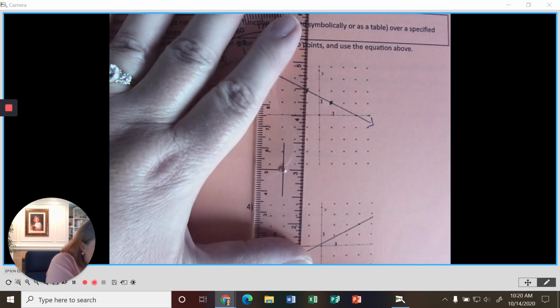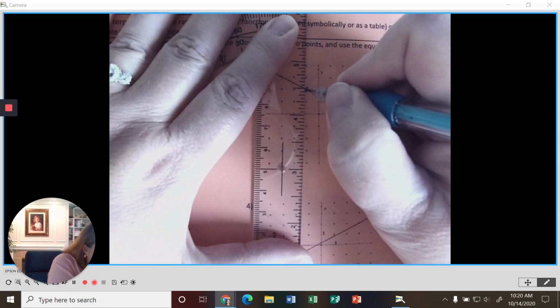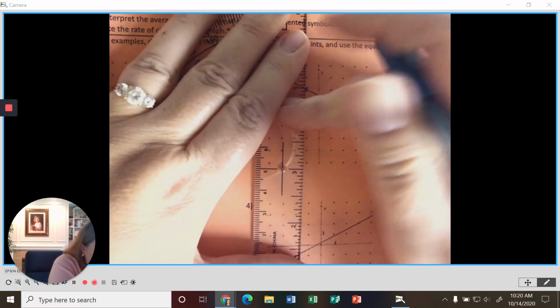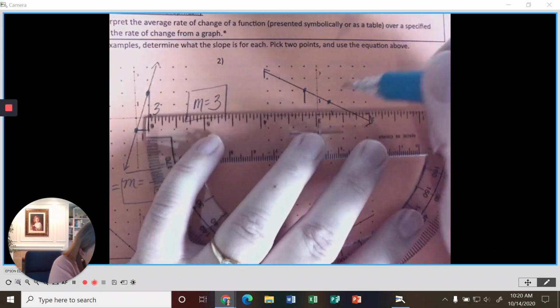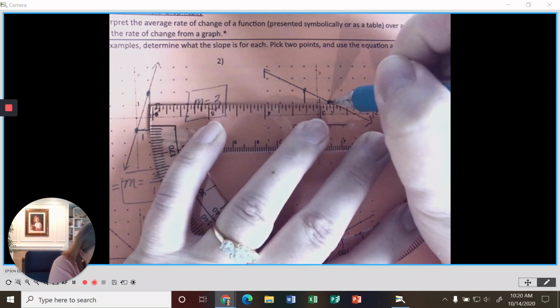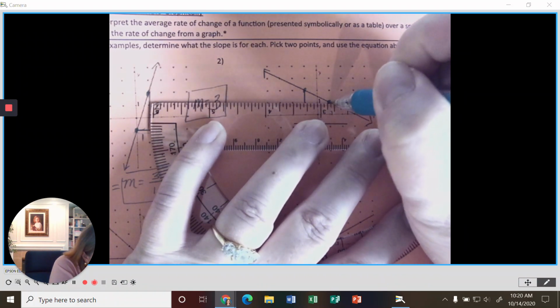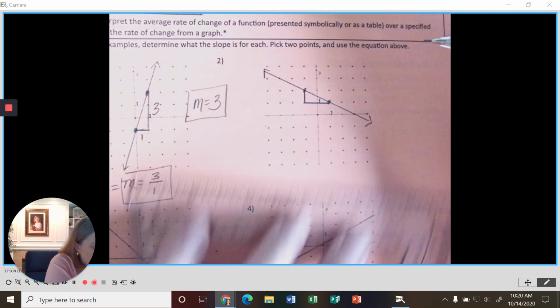So then I'll make my reference triangle. I'm a righty, so I tend to make my reference triangles under the line because I hold my ruler with my left hand and I can just see it better. So if you're a lefty, you might prefer to put your reference triangle above the line, but it doesn't matter.